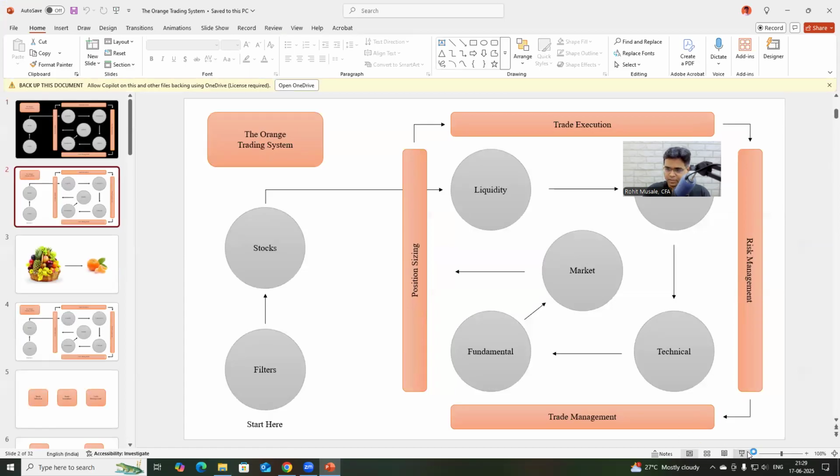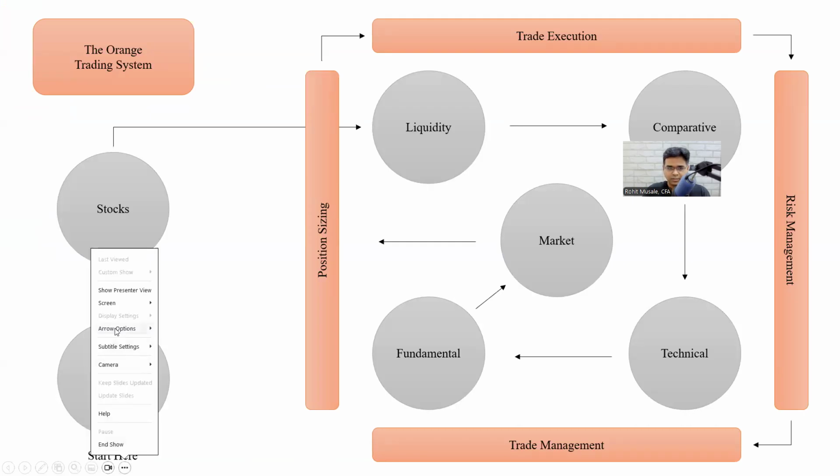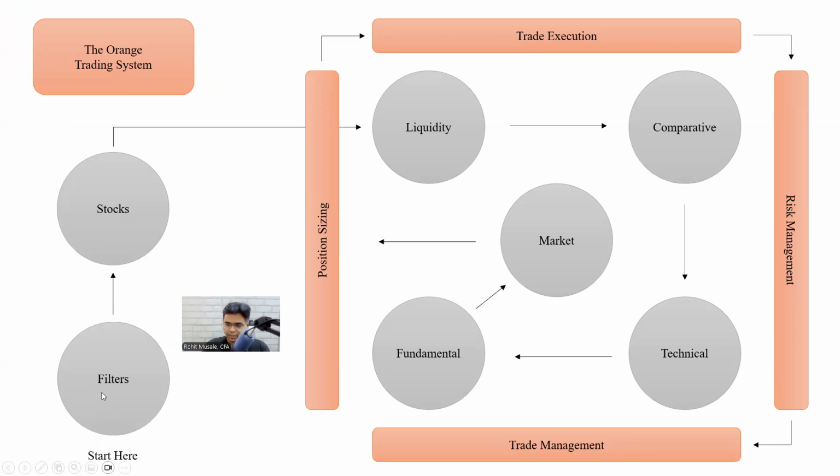This is what you have learned basically. Now, whether you do it on a weekly chart or daily chart does not matter. I have repeated this multiple times. You start with filtering, then you do your shortlisting. How will you do your shortlisting? Based on the technical criteria which we had discussed. Then you do stock selection with the help of liquidity analysis, comparative analysis, technical analysis, fundamental analysis, and market analysis in that particular order.